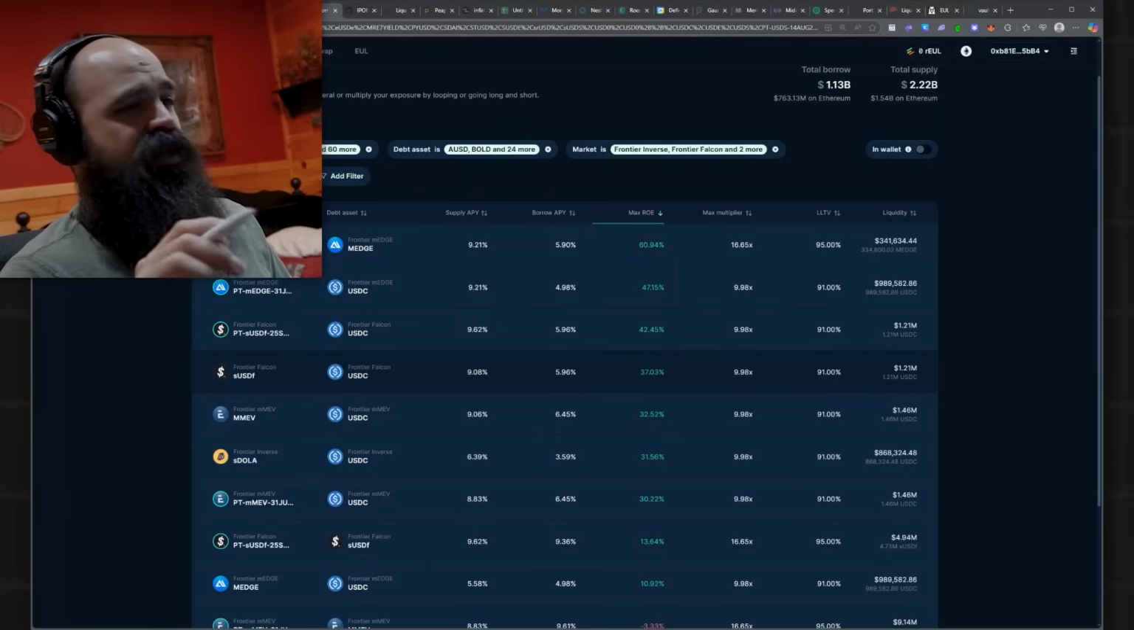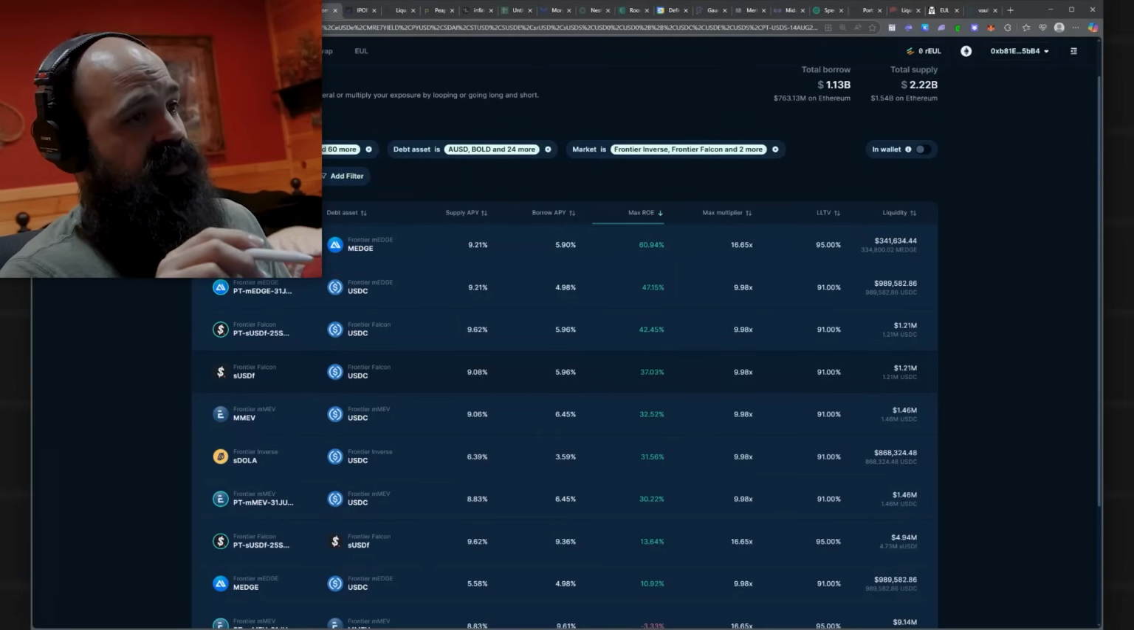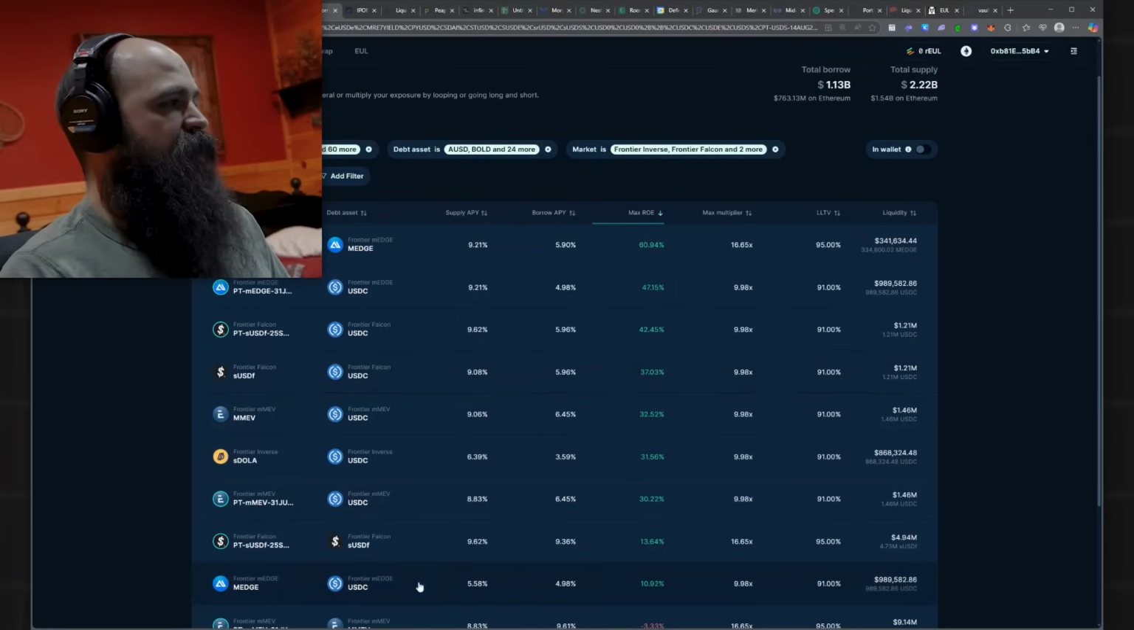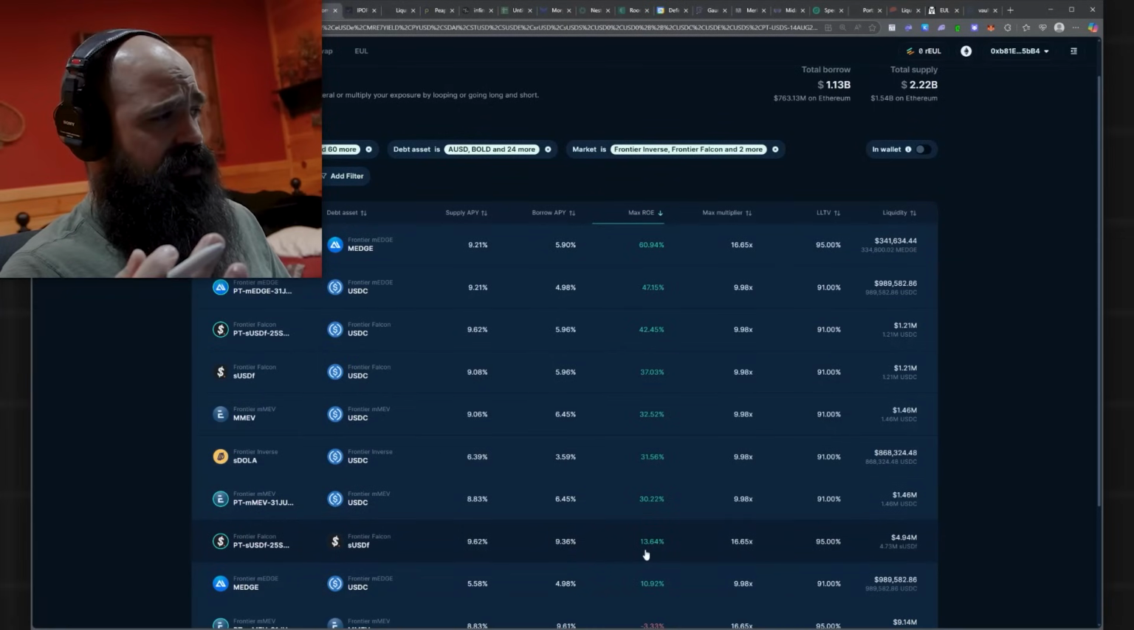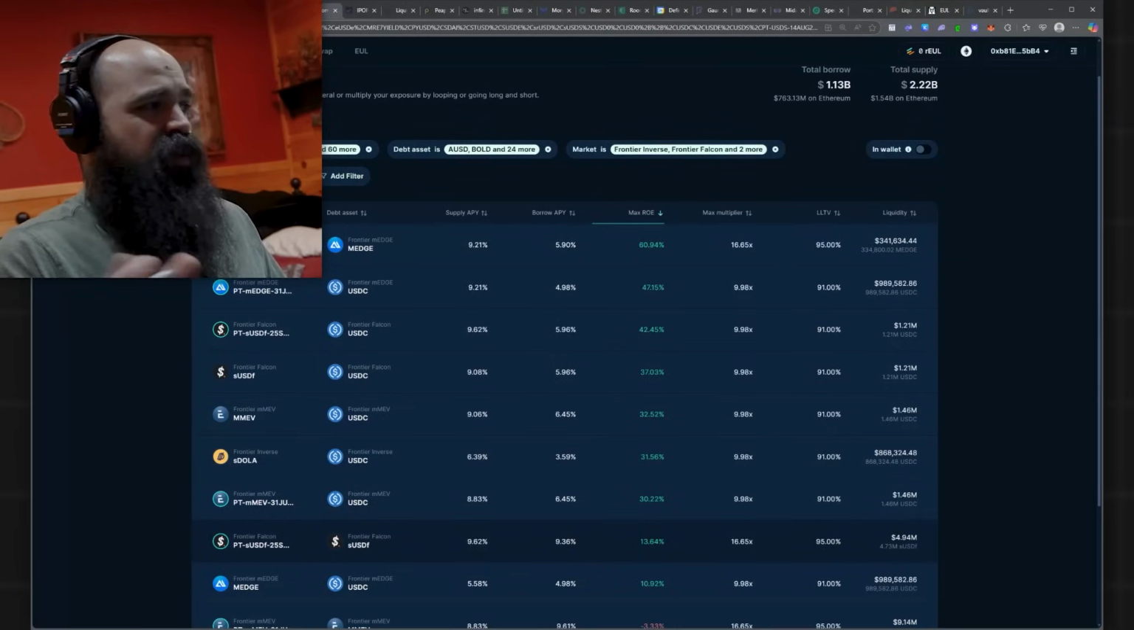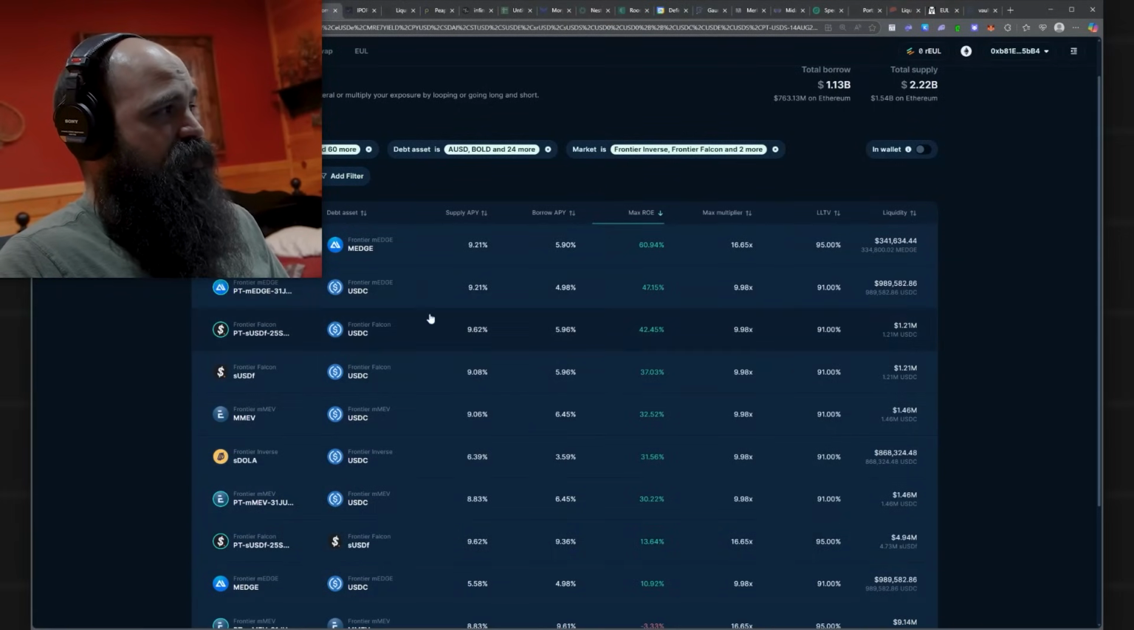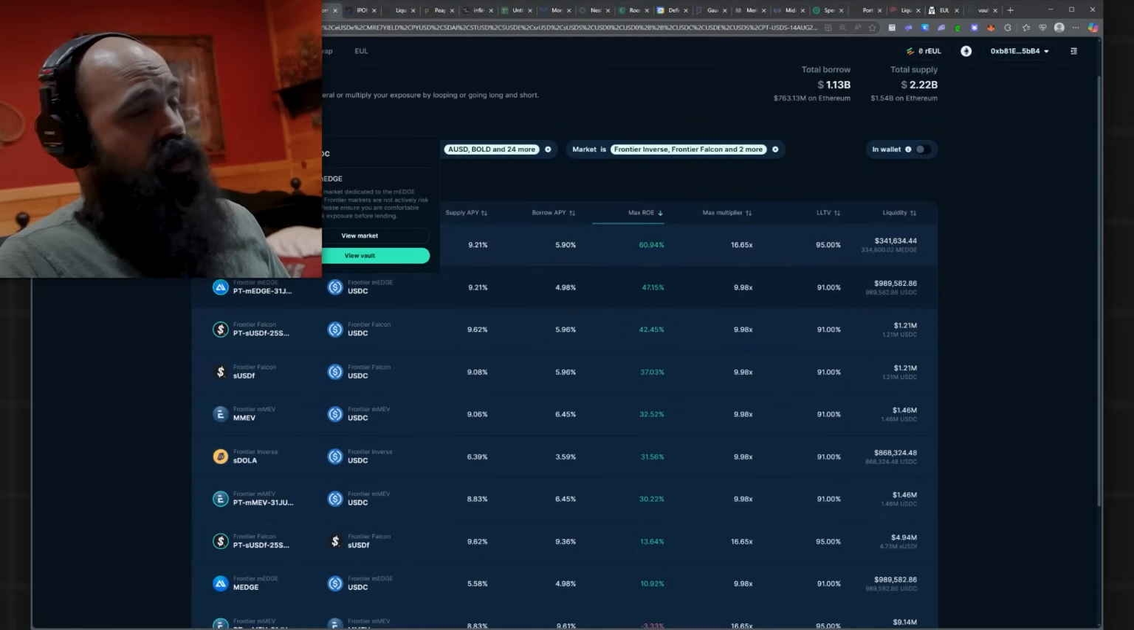$1.2 million of liquidity. You get Falcon Season 1 points, 37% native APY. I like that as well. There's also the PT, 13%. Not as good, because it's only 13%. You're not getting any points. I would stick to these ones up here. So that's where my head's at on Euler. That's what I'm looking at.